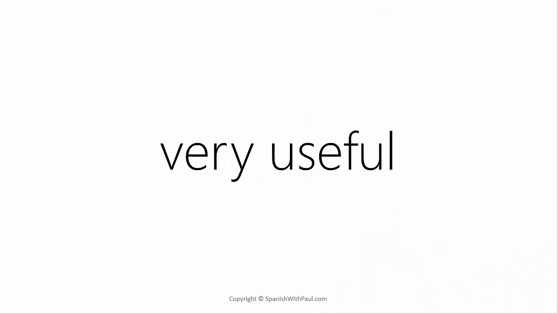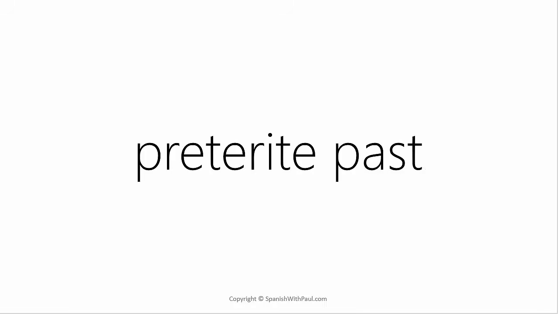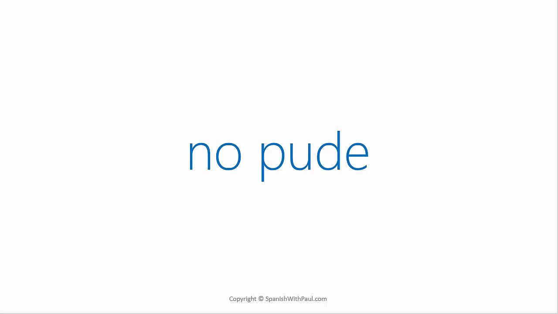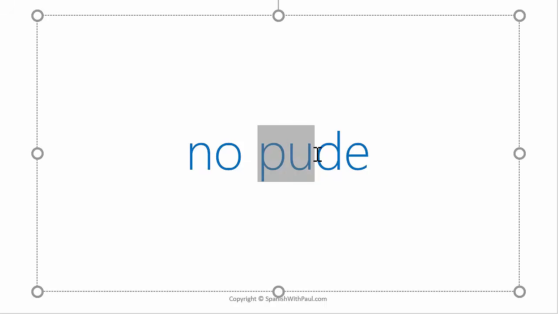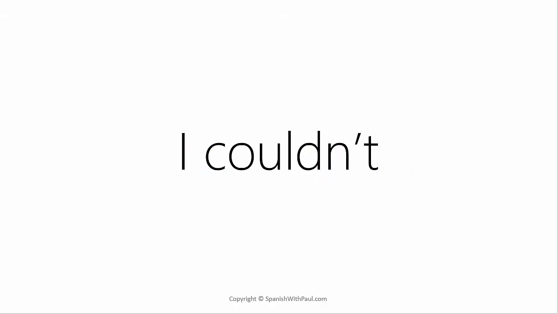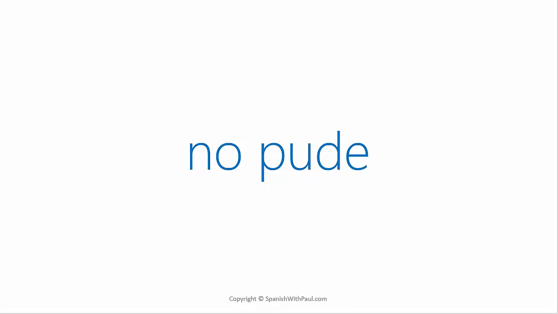Something else that is very useful to have in the preterite past is this idea of I couldn't. In Spanish, this would be no pude. Just 2 syllables, pu and de. And this gives us a nice sounding couple because we have tuve and pude. So once again, I couldn't is no pude.